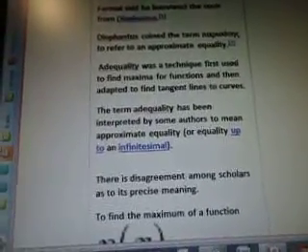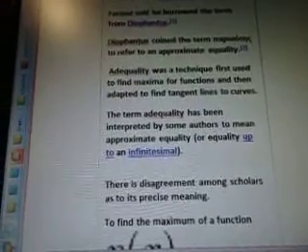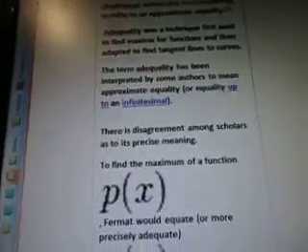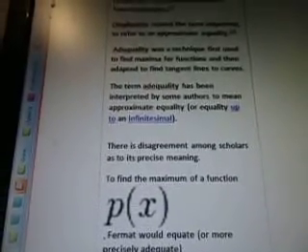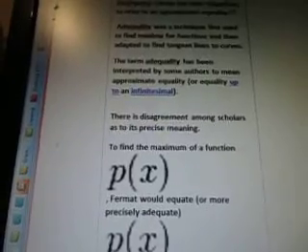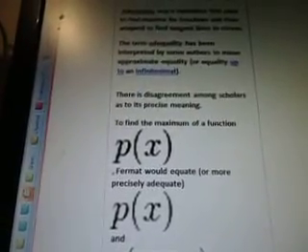Adequality was a technique first used to find maxima for functions and then adapted to find tangent lines to curves. The term adequality has been interpreted by some authors to mean approximate equality or equality up to an infinitesimal. There is a disagreement among scholars as to its precise meaning.